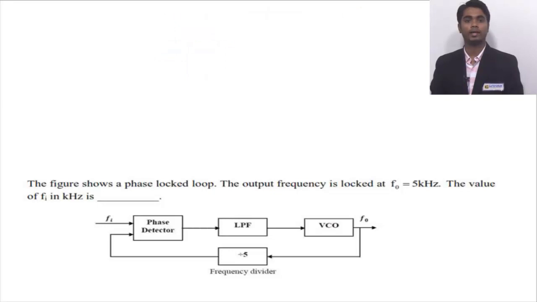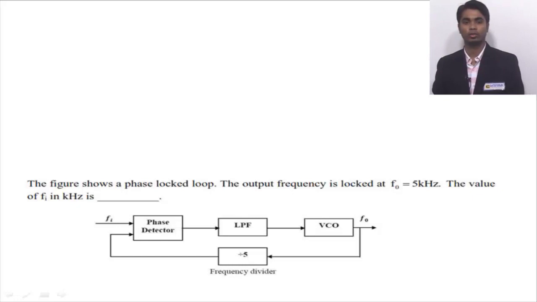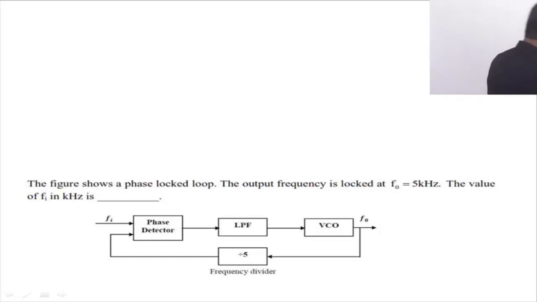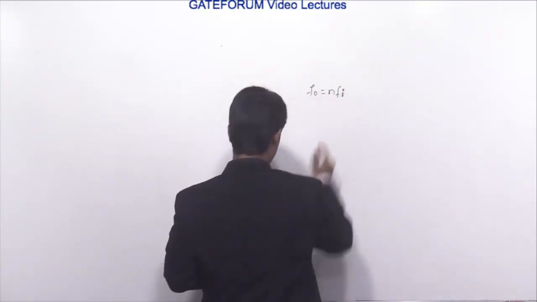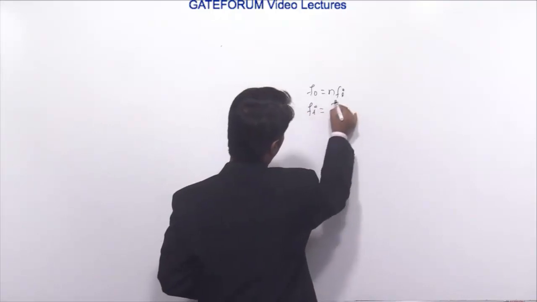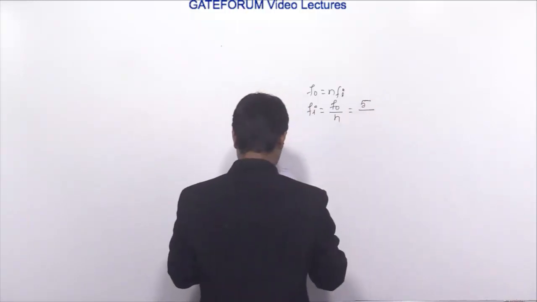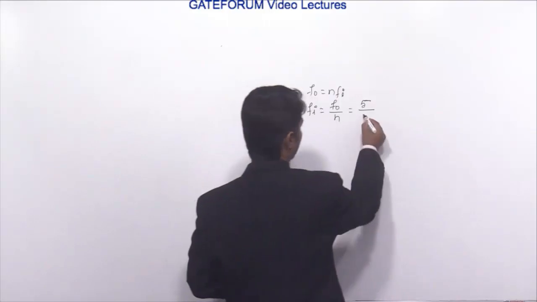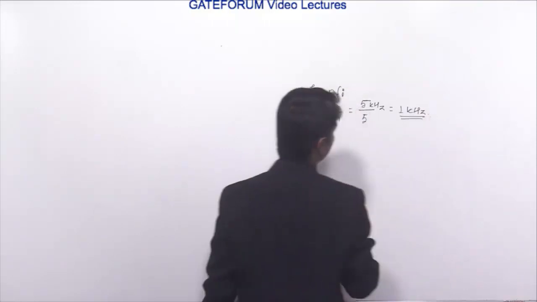The figure shows a phase locked loop, and the output frequency is locked at f0 equals 5 kilohertz. The value of fi in kilohertz is? This is a diagram with a phase detector, low pass filter, voltage controlled oscillator, and a frequency divider of 5. We know that f0 equals n into fi, therefore fi will be f0 by n, where n is the frequency divider. f0 is given as 5 kilohertz and the frequency divider is 5, so there will be 1 kilohertz. This will be the answer, 1 kilohertz.